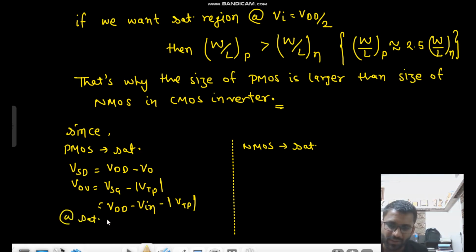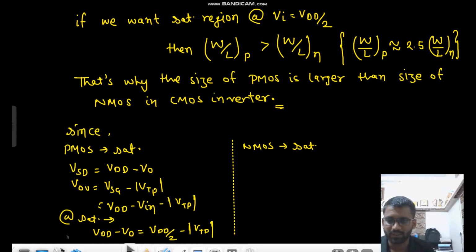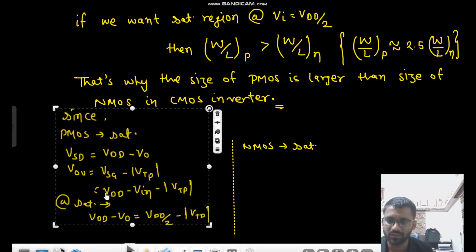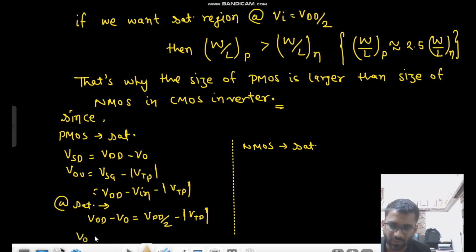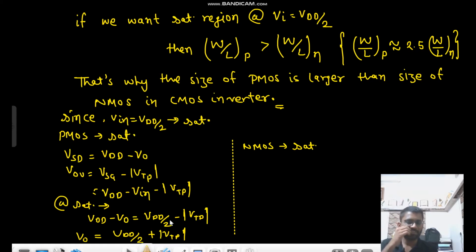At saturation, what is happening? VSD is equals to V overdrive, right? So VDD minus V naught is equals to, at saturation, what is the value of V in? It is VDD by 2, right? So it is VDD by 2 minus mod of VTP. From here, what is the value of V naught that is coming? Here your V naught value is coming to be VDD by 2 plus mod of VTP, right? So since V in equals to VDD by 2, we have saturation region. So we put V in equals to VDD by 2 here, and get the value of V naught, that is VDD by 2 plus VTP.